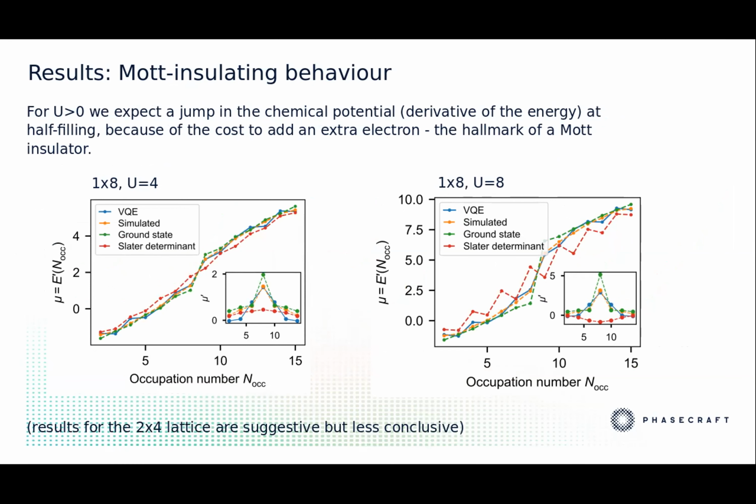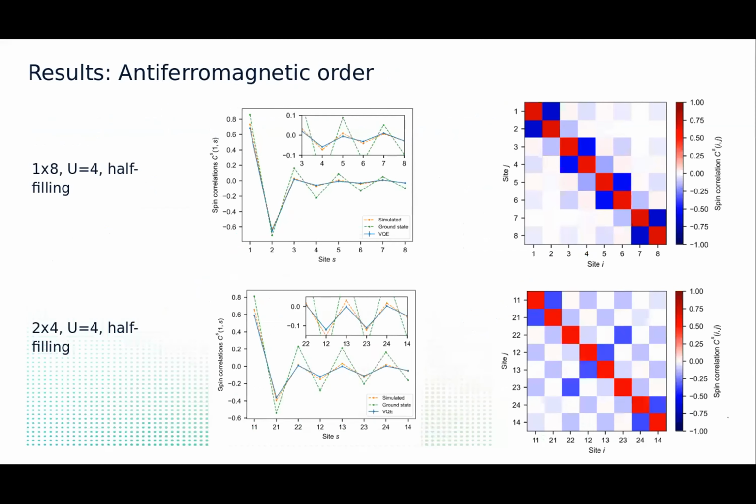Gladly, we also see some of the physics. For example, we see the mode transition around occupation number 8, which is a half filling, for either U equals 4 and U equals 8. Something that we have to look at further is that, although this is compelling in 1D, in 2D the results are less conclusive. So that's why we don't show them.